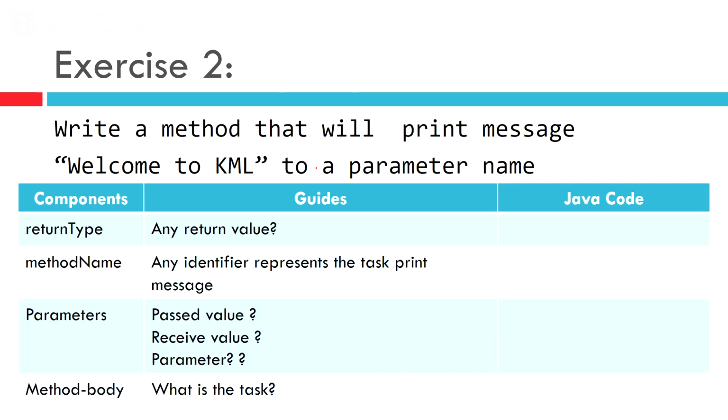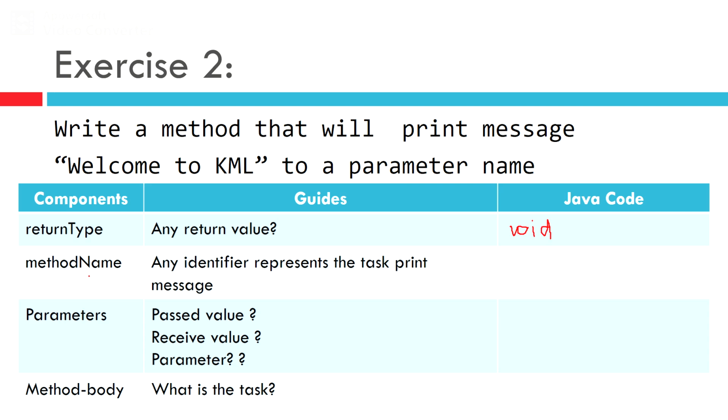Let's try the exercise 2. Write a method that will print message, welcome to KM, to a parameter name. Now, let's see the components. Return type first. Is there any return value? Ada tak mention return value here? Tak ada kan? So, tak ada. So, there is no return value. Of course, it's a void.